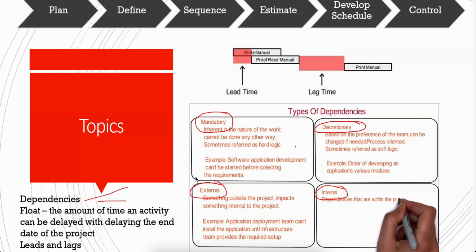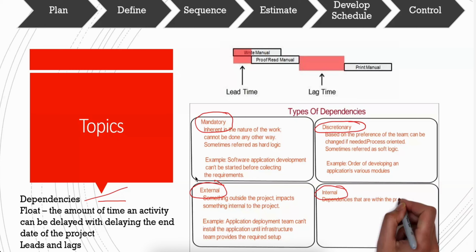An internal dependency could be something that is within your system. Let's say you got to have electricity before you can start the work. So that's an internal dependency. Or you got to have the setup before you can start the work. Or you got to have the space before you can start the work. All of that are internal dependencies. So keep those dependencies in mind.